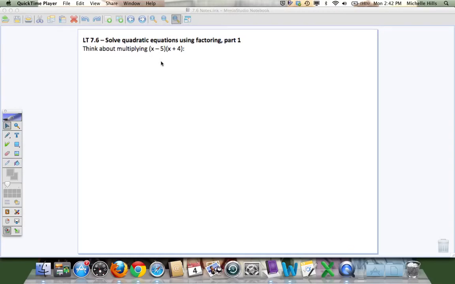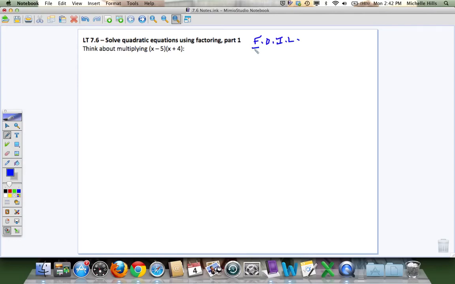Something today, it's really good to figure out where our multiplication took us in the first place. Because when we factor, we're going to get back to an answer like this, x minus 5 times x plus 4. But we're going to start with the product of these. So if you remember, when we learned how to multiply these, we did something called FOIL.